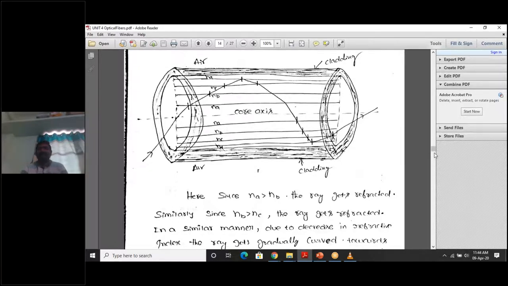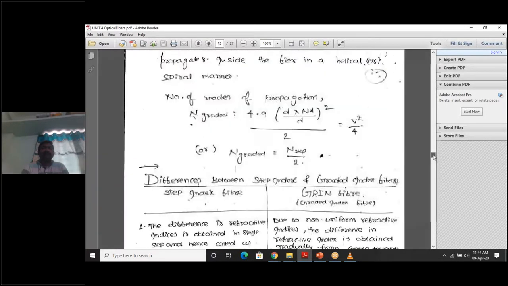That's why this is called graded index optical fiber, and the output of the graded index optical fiber is dispersionless, or intermodal dispersion is reduced. This is the graded index optical fiber.